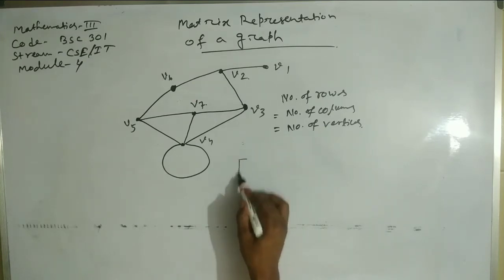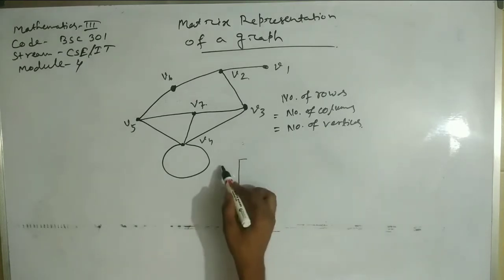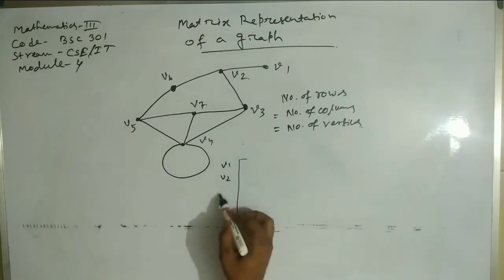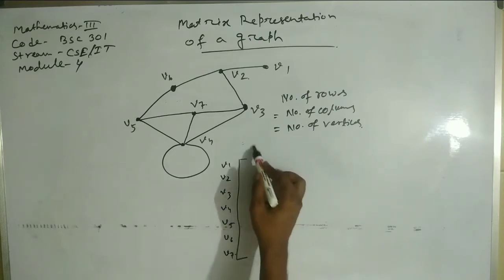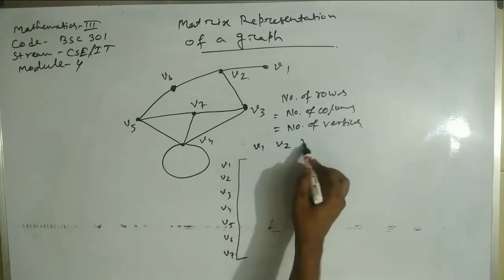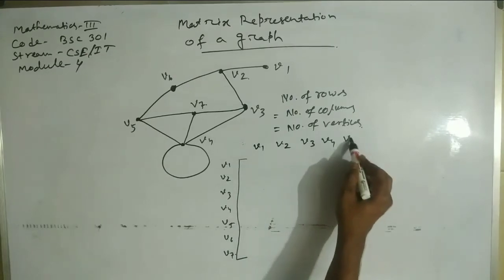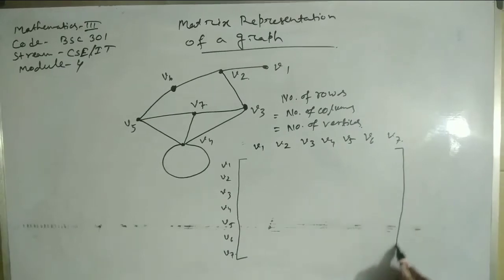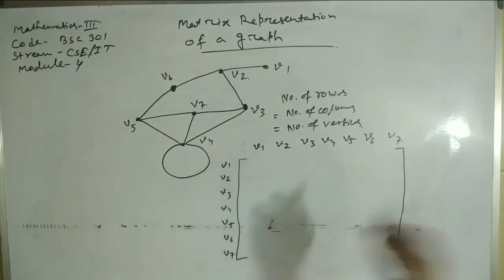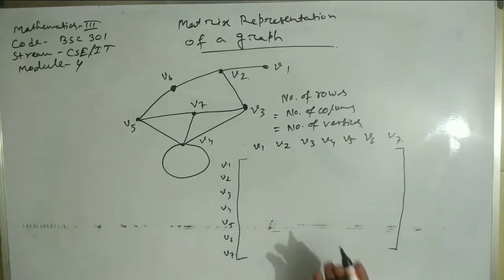Now I am writing the matrix. So V1, V2, V3, V4, V5, V6 and V7. I'm naming the rows and columns V1, V2, V3, V4, V5, V6, V7. So there will be 7 rows and 7 columns. Now what will be the elements of the matrix?